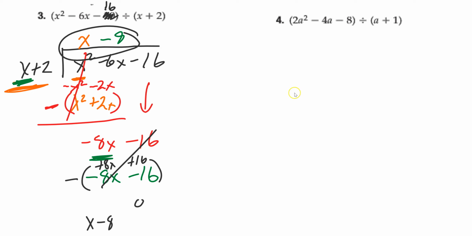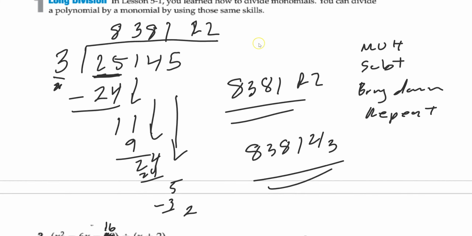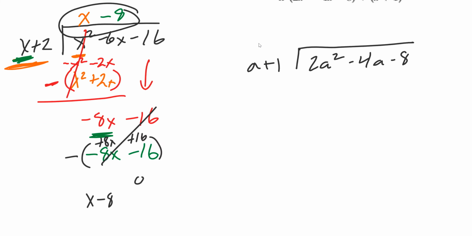So let's do it again, and I'm going to stop talking. So we're going to do this one. Remember, last time we couldn't do this one. It didn't factor, so we couldn't divide it. So now we're going to do long division. And since we couldn't divide last time, we're probably going to get a remainder this time.